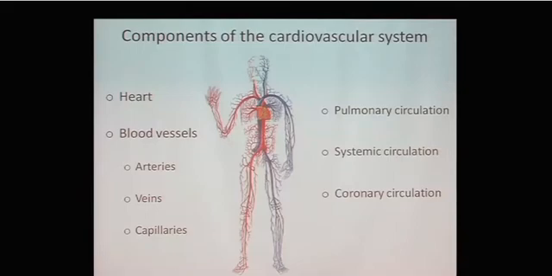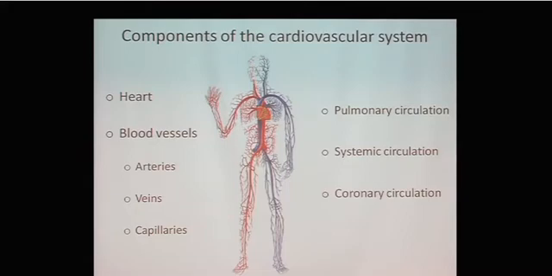So we'll press on. The circulatory system, or the cardiovascular system, really consists of the heart and the many blood vessels, the arteries, the veins, and the capillaries that make up the system. It also consists of the pulmonary circulation, which is the blood flow from the heart to the lungs, where the blood will pick up oxygen and then return to the heart.